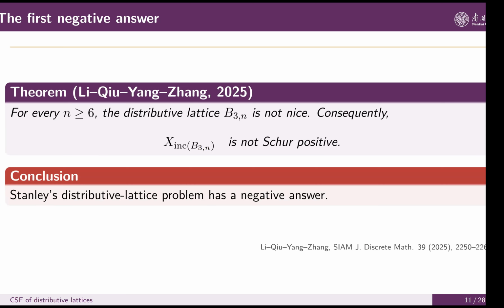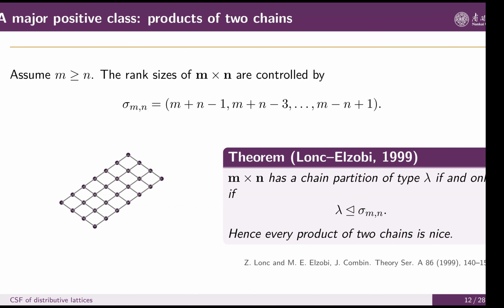At that time, they haven't found a counterexample, but it's not very likely that the distributive problem is true. So later we also considered that our examples are not that nice. This is like, how to say, we stack posets together, and then we look back to Long and Elzob's result that any product of two chains is nice.